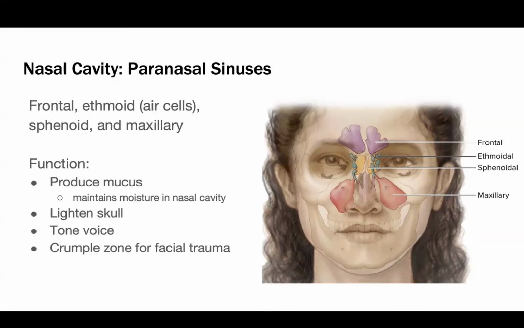Your paranasal sinuses are also gonna act as a crumple zone for facial trauma. They're gonna help absorb impact of a blow to the face before it reaches any critical structures.